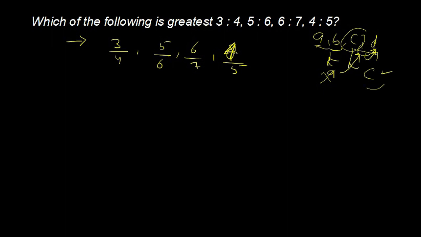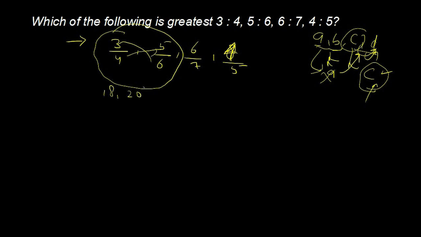This type of problem can be completed in this way, whether they are asking for the greater one or a smaller one. So let's start with this method. 3 by 4, 5 by 6, so 6 3s are 18, 5 4s are 20. So 18 and 20, so this fraction is larger than this one. Now leave this one and compare 5 by 6 with 6 by 7. 7 5s are 35, 6 6s are 36. So now 6 by 7 is the larger one.